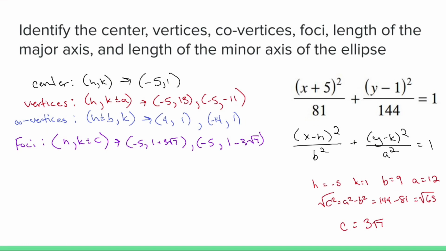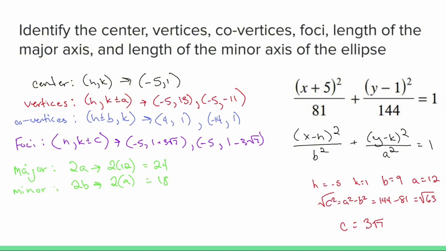Then we've got, what color haven't I used yet? Green. So we've got the length of our major axis is going to be 2 times a. So 2 times a is 2 times 12, which is 24. And the length of the minor axis is going to be 2 times b, which is 2 times 9, which is 18.